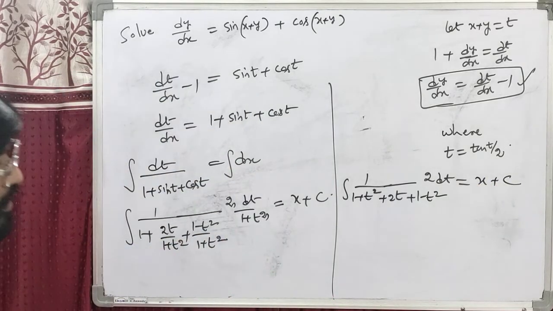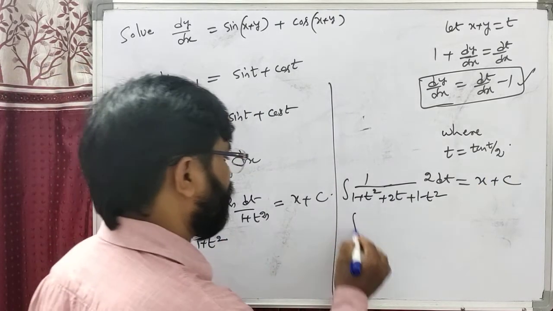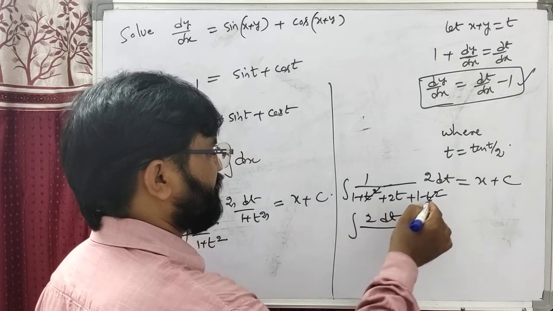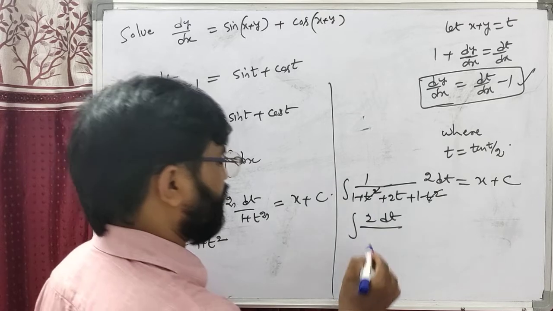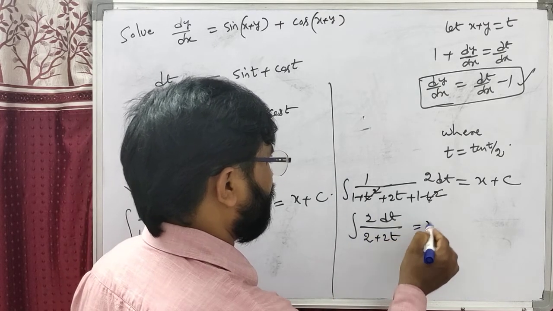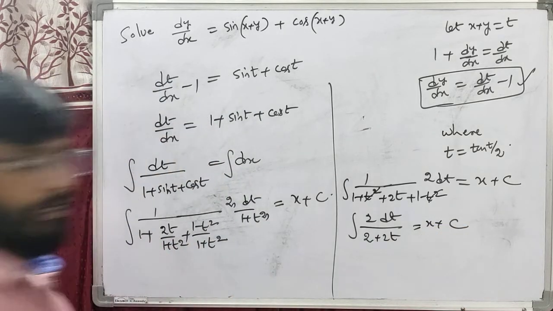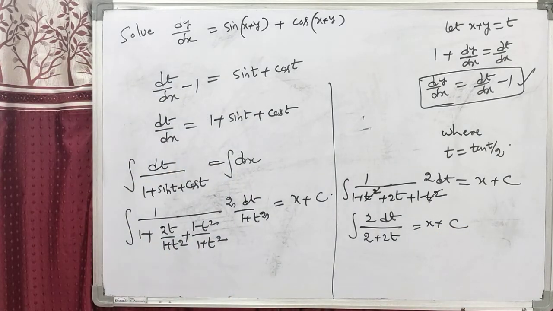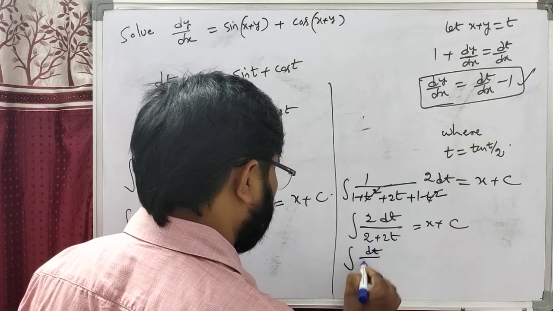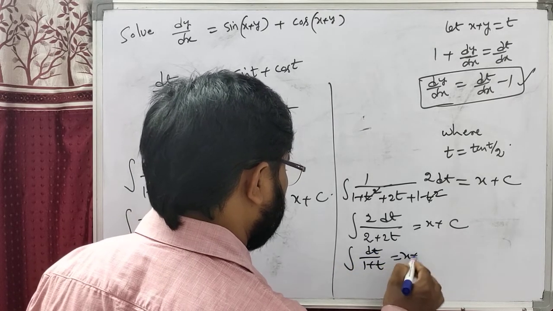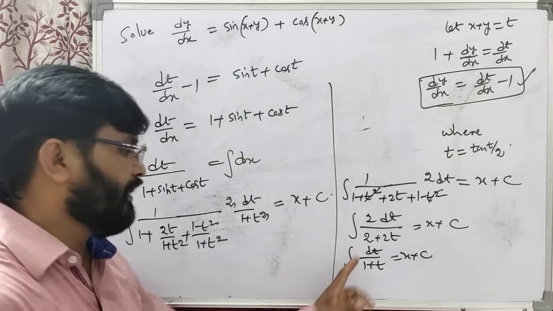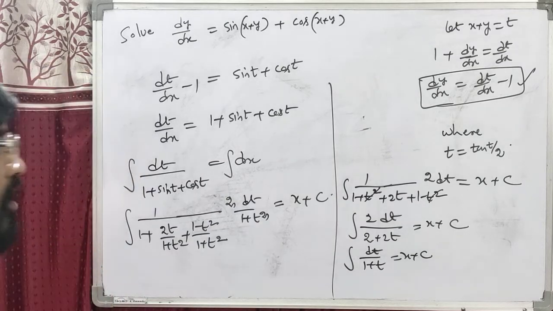Okay students, now the integral of 2 dt by: t square minus t square cancel, 1 plus 1 is 2, therefore 2 plus 2t equal to x plus c. Dear students, when you take 2 common, that is integral of dt by 1 plus t equal to x plus c. Dear students, the derivative of t is 1, so the integral of dt by 1 plus t is log mod of 1 plus t.